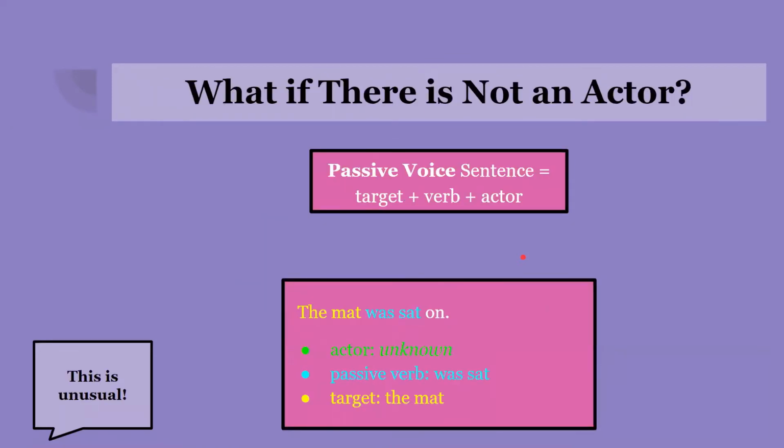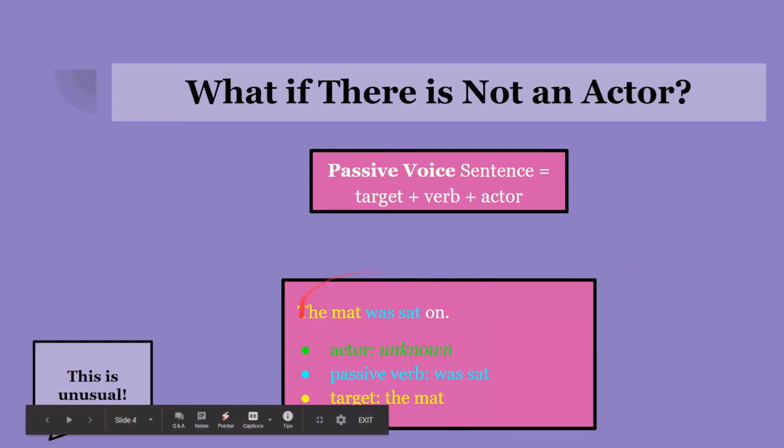So what if there's not an actor? This does happen sometimes with passive verb sentences. So it could be the mat was sat on, but we don't know who the subject is. Who was sitting on the mat? So this just means that the actor is unknown.